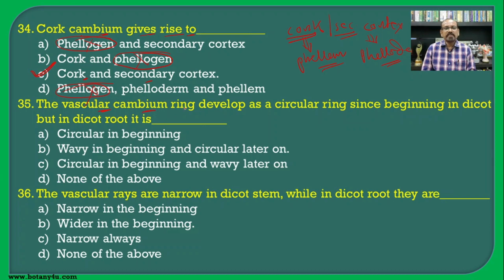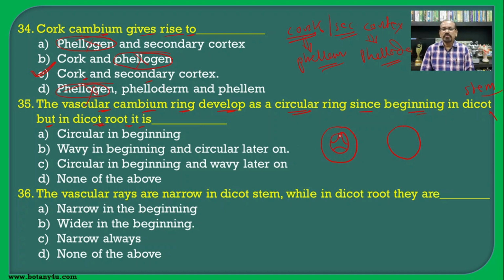The vascular cambium ring develops as a circular ring since the beginning in the dicot stem, but in the dicot root it is wavy. If you see the vascular bundle types of the dicot root and dicot stem, there is a distinct difference. In a dicot root, the vascular bundles are radial.